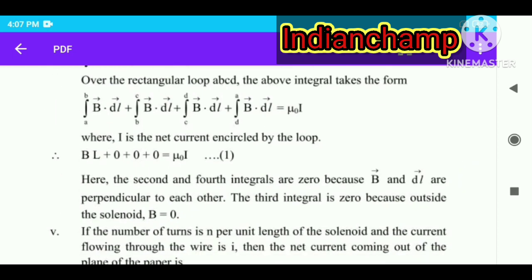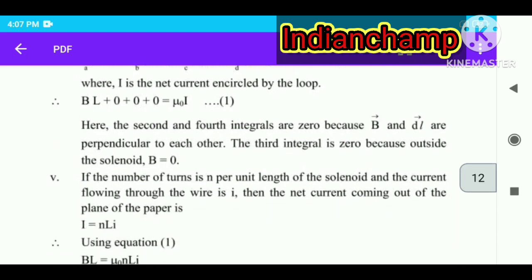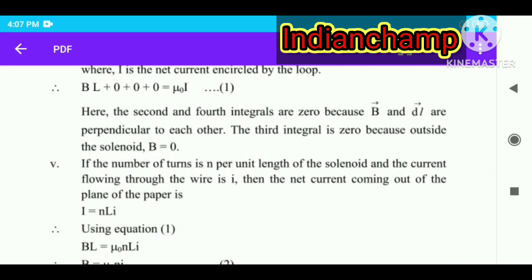Therefore, BL plus 0 plus 0 plus 0 is equal to mu0 I. Equation first. Here the second and fourth integrals are 0 because B bar and dl bar are perpendicular to each other. The third integral is 0 because outside the solenoid B is equal to 0.